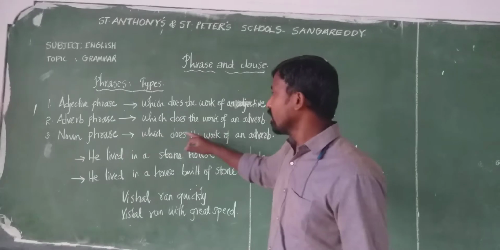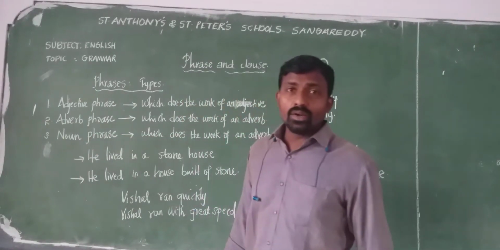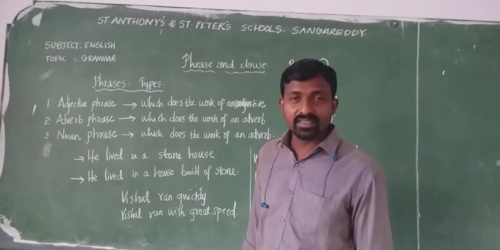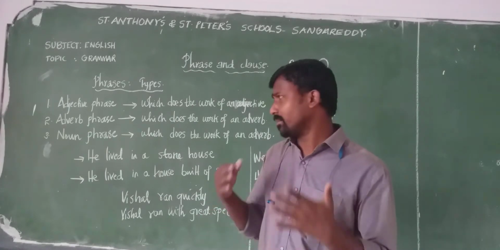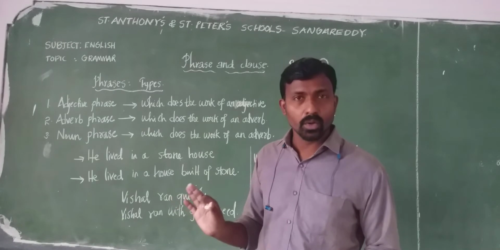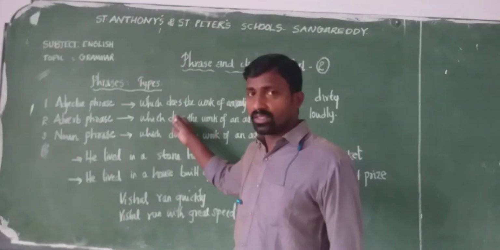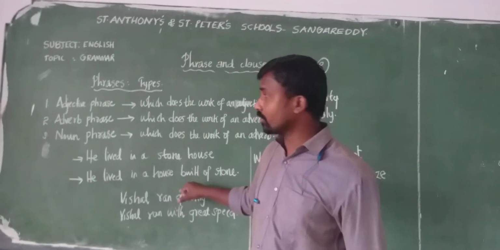And what is a noun? A noun is a naming word, very simply. It can be the name of a person, place, thing or object, or it can be anything. A naming word. Okay? If you are very familiar with this, if you are okay with this, we can get into this.